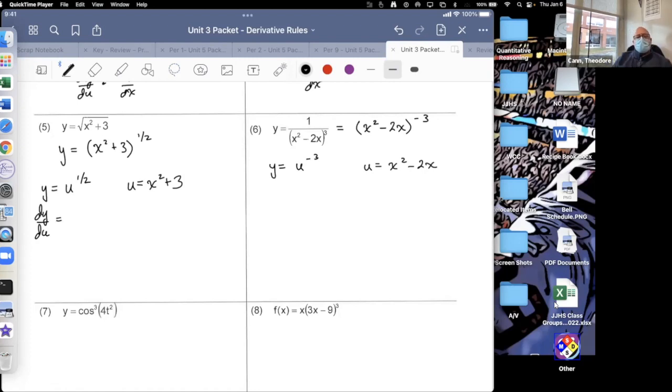All right. So we take the derivative of each part, 1/2 u to the negative 1/2. Du dx would be just 2x. We put it all together, but in the process of putting it all together, we substitute the u out and the x squared plus 3 in.